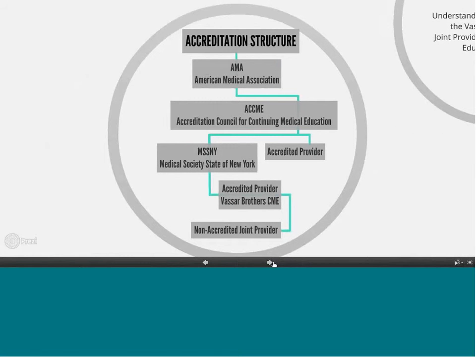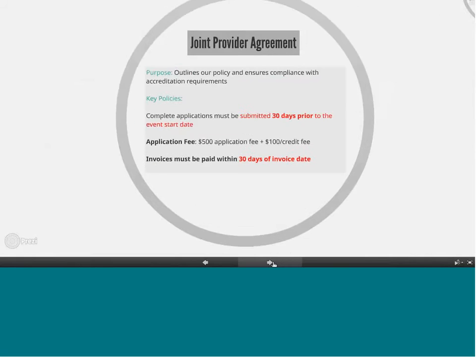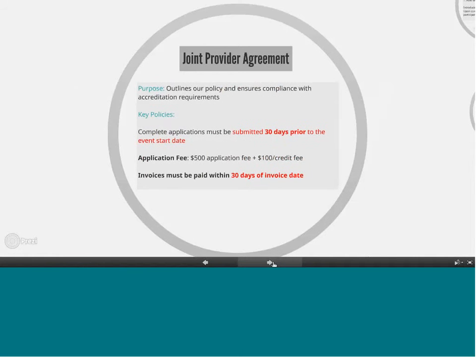All right, so the process we go through is not mandated by us alone, nor by the Medical Society of the State of New York, but nationally by the CME and AMA. The first part of our process is the Joint Provider Agreement. This is an agreement completed online. It gives you an upfront summation of our policies. This form must be completed and electronically submitted for each application you submit.